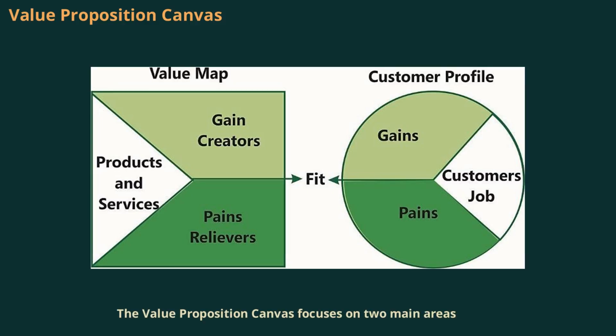Value proposition canvas focuses on 2 main areas: the customer segment profile and the value proposition map. It helps organizations design, test, and manage value propositions that fit customer needs. By understanding customer jobs, pains, and gains, businesses can tailor their offerings for maximum impact.